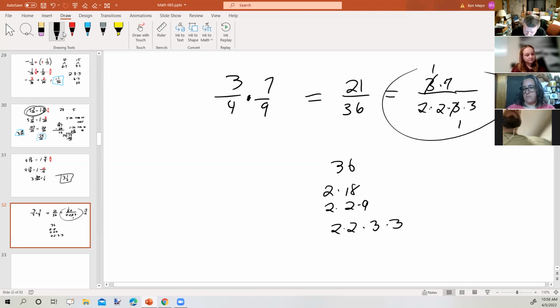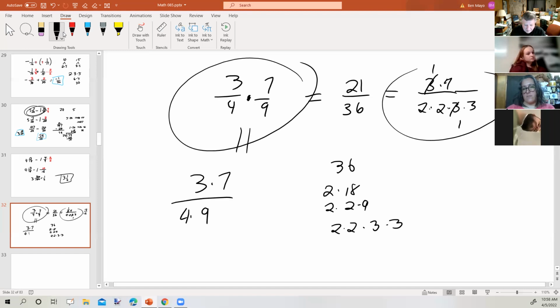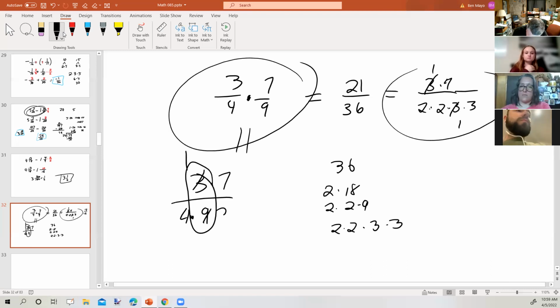Now, let's go back here and see what's going on there. 3/4 times 7/9. Since you multiply straight across, isn't that the same thing as that? In other words, I could write it in that form, 3 times 7 over 4 times 9. But then couldn't I take this and reduce that down to 1 over 3 and get my 7/12?